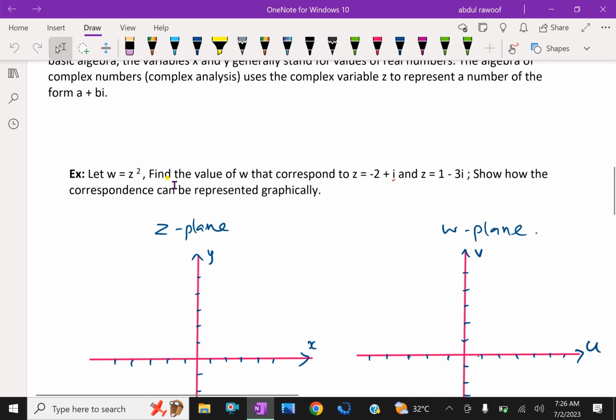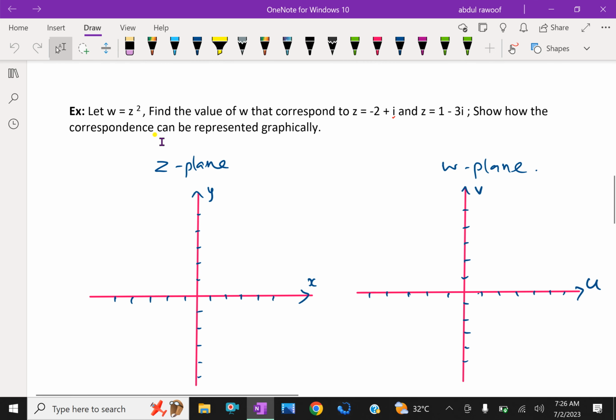Now, let us do an example to understand this concept. Let w equal z square. Find the value of w that corresponds to z equal to minus 2 plus i and z equal to 1 minus 3i. Show how the correspondence can be represented graphically.